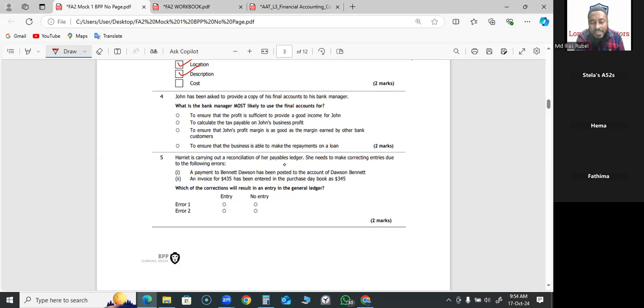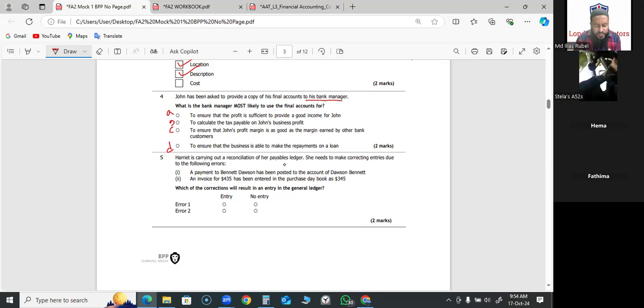John, number 4. John has been asked to provide a copy of his final accounts to his bank manager. Listen, guys, I'm going to give you some questions to do. I'm helping you in the first few questions. Few questions definitely you're going to do, so get ready for that. John has been asked to provide a copy of his final accounts to his bank manager. Why would a bank manager ask for financial statements from you, income statement and balance sheet? Read A, B, C, D and give me the answer.